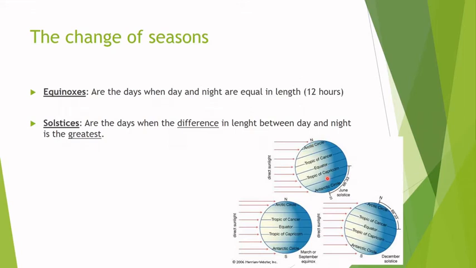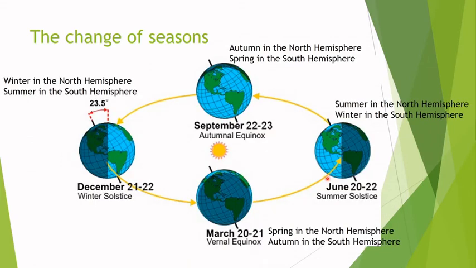This is gonna happen in June and in December. Alright, in June it's gonna happen when we go from the spring to the summer in the North Hemisphere, and in December when we go from autumn to winter in the North Hemisphere. Alright, what days does this usually happen? Well, we're going to that now, okay.